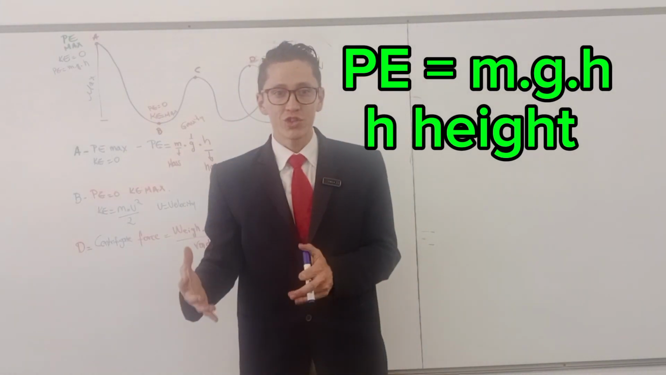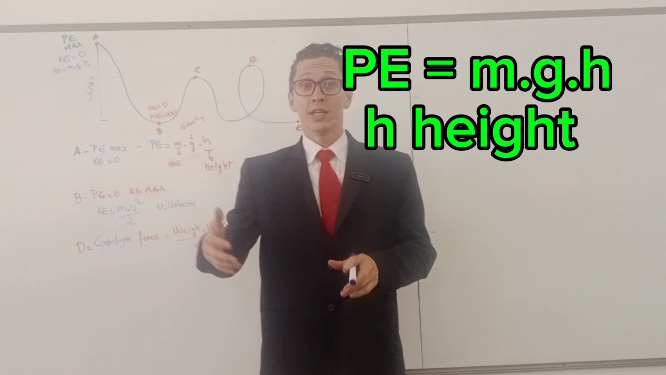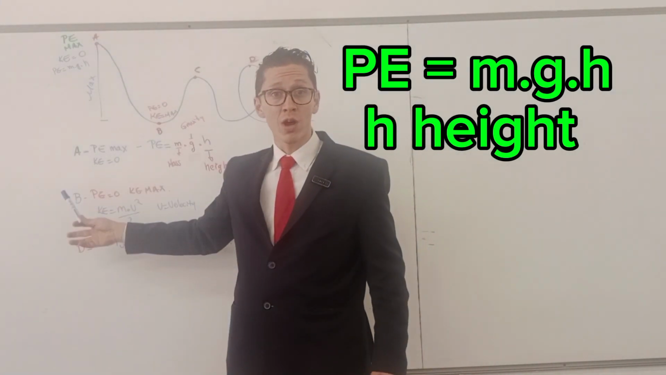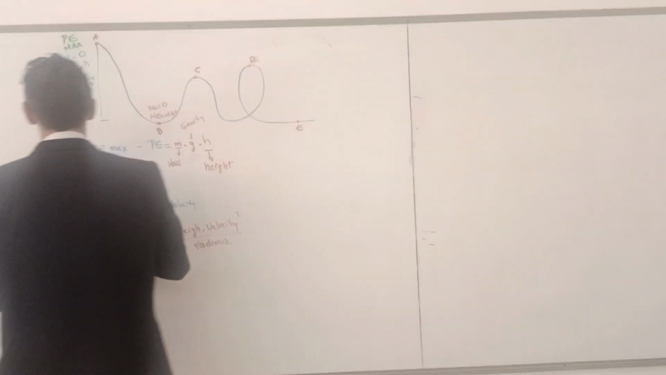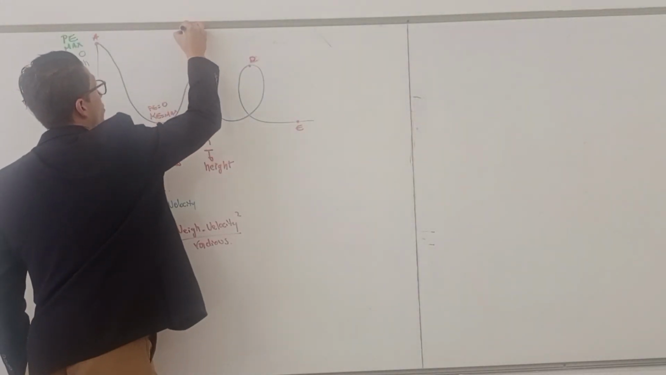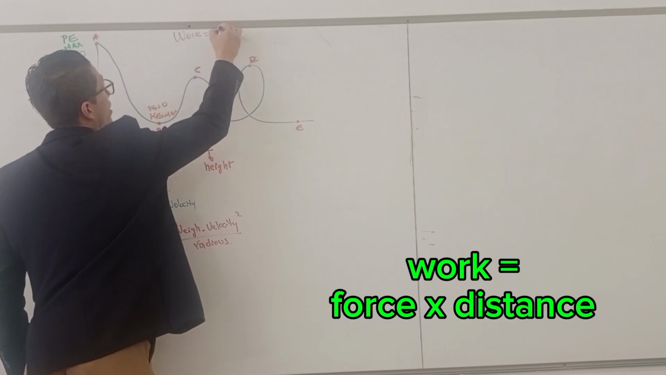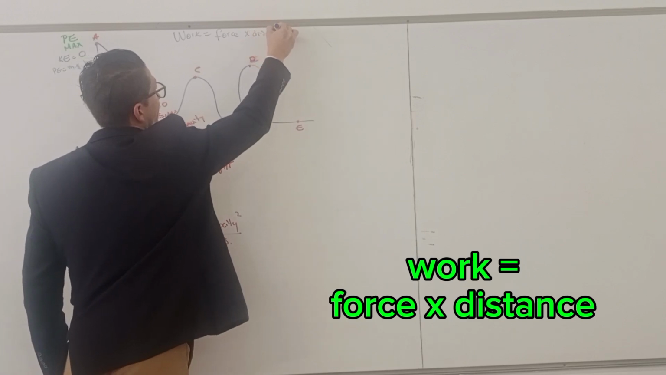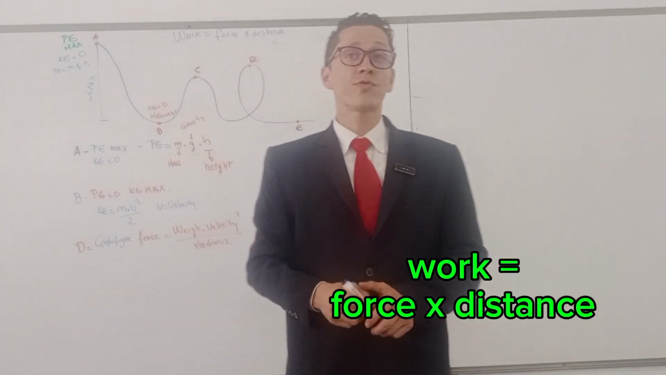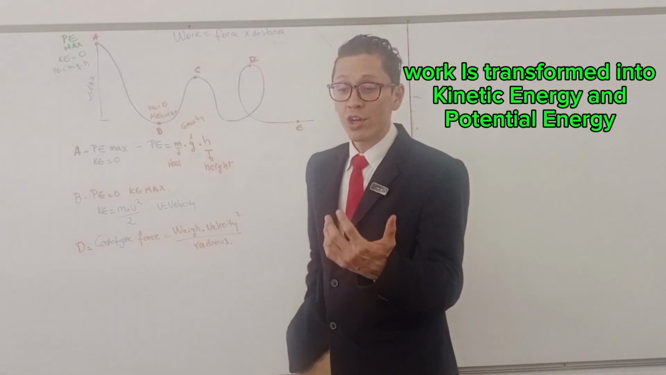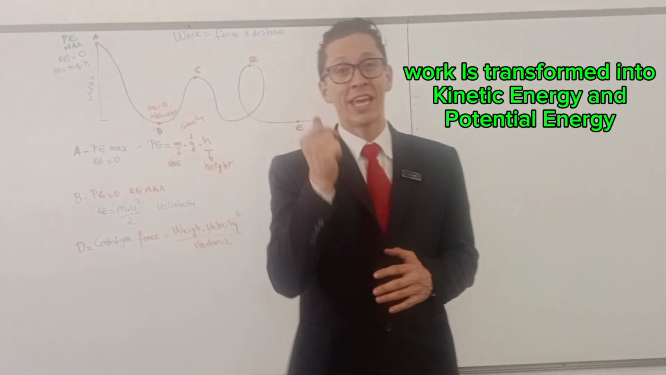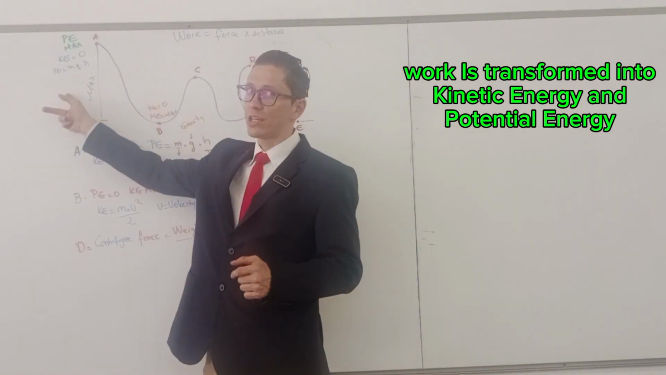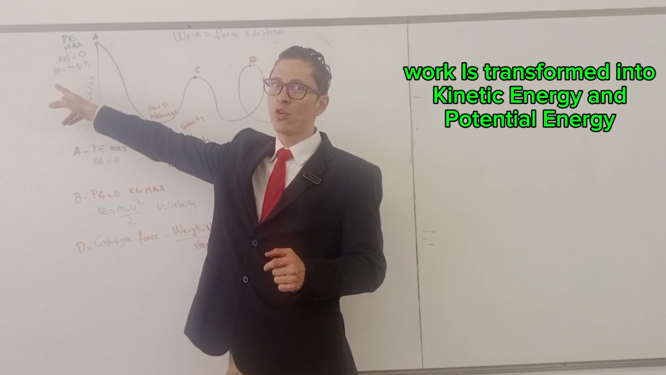Then the work produced, or the work made to put this object up to here from the ground. And now we have to recall what the work equation is, right? Work is equal to force times distance, right? Let's recall this. Work is transformed into kinetic energy and potential energy, right? Then at this point, potential is maximum, and the kinetic is minimum, or zero.